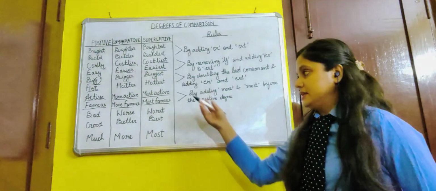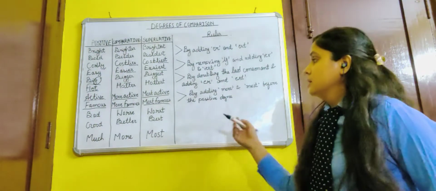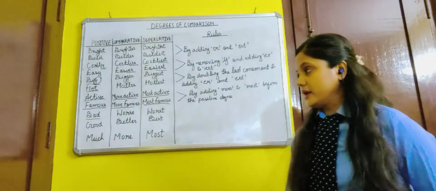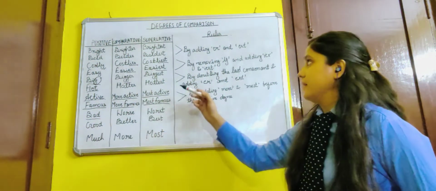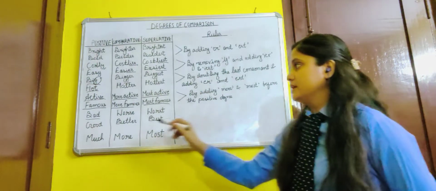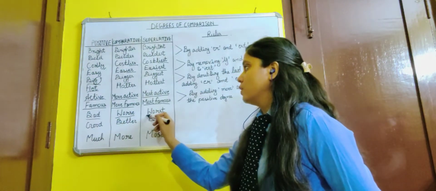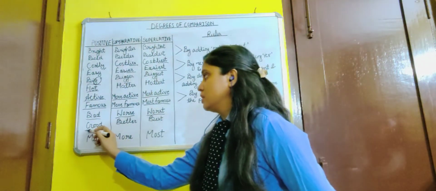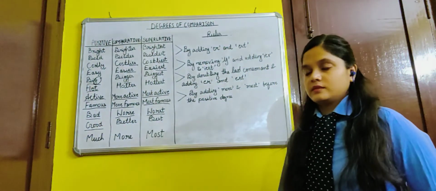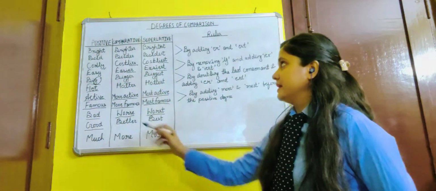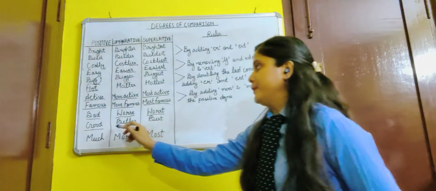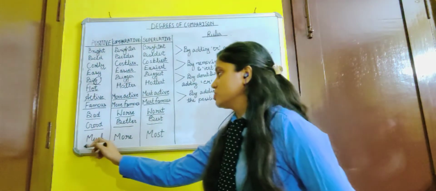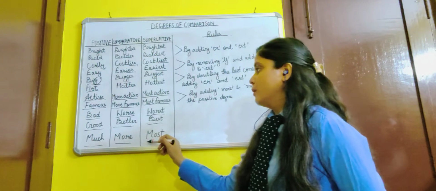Now we will see the next examples. Now read this word, bad. Okay, now read the comparative and superlative degrees of it. It's worse, worst. Okay, now read the next, good. And its comparative and superlative degrees are better, best. In this way, much, more, most.